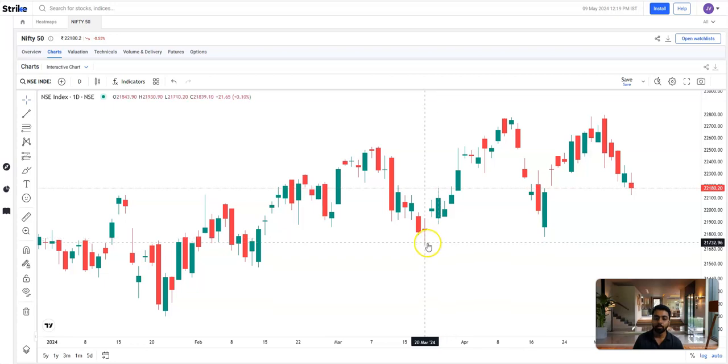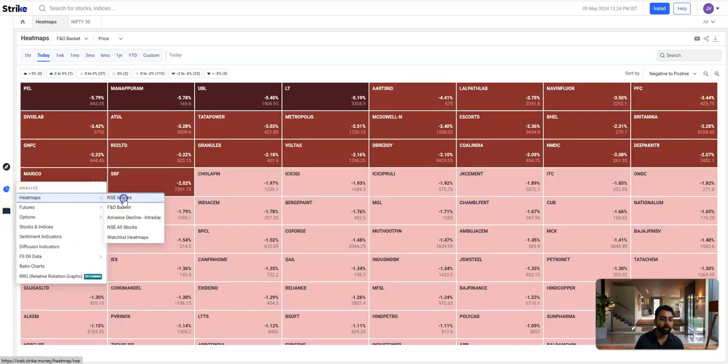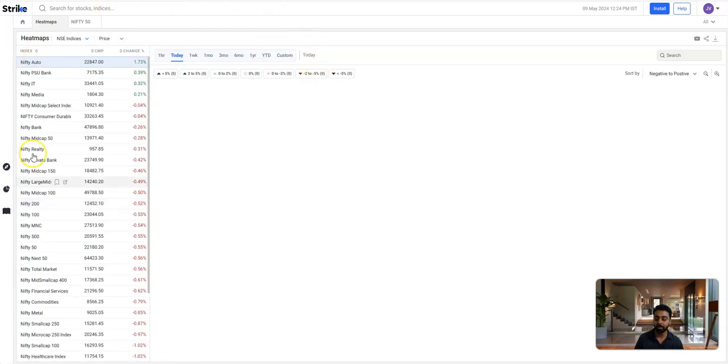We are seeing a lot of choppy move in the market, but at the same time, we are seeing a lot of stock-specific action, and even some good sectoral moves as well. To catch that, the tool on Strike, which is HEATMAP, is one of the best because that measures the relative strength analysis. To go to the HEATMAP, you can hover on the left, go to HEATMAP and click on Indices. Once you do that, you come to the HEATMAP page.